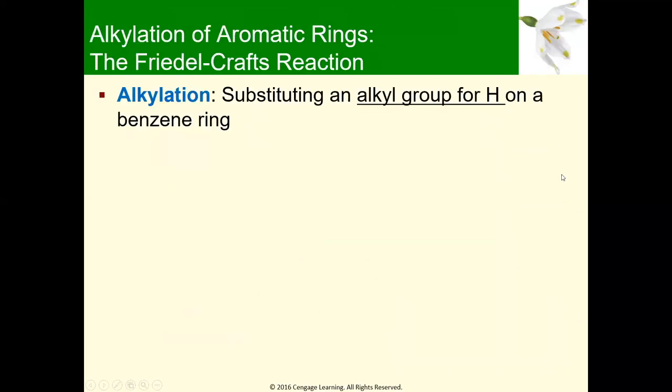So we can throw halogens on there, we can put a nitro group on there, we can put a sulfonic acid group on there, but here's the other thing. We're going to get into two situations that have a lot of utility, very useful. We can put an alkyl group on there. We can put more carbons onto the benzene ring.